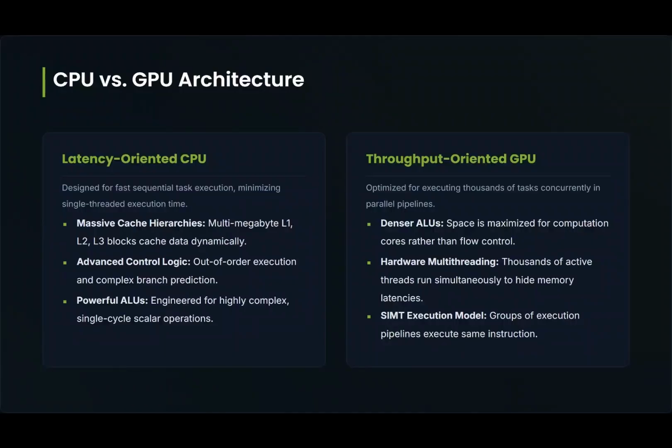To summarize the differences, a CPU is latency oriented. It is designed for fast sequential tasks. It uses massive cache hierarchies and complex control logic like branch prediction and out of order execution to make a single task run as fast as possible. A GPU is throughput oriented. It maximizes silicon space for arithmetic logic units. These are raw computational cores rather than flow control. Instead of predicting what a thread will do, it uses hardware multi-threading to run thousands of active threads simultaneously, using that volume to physically hide memory latencies.